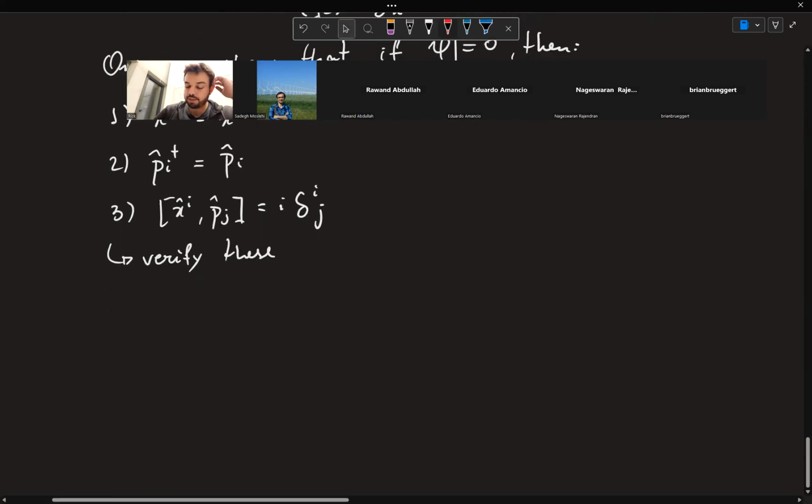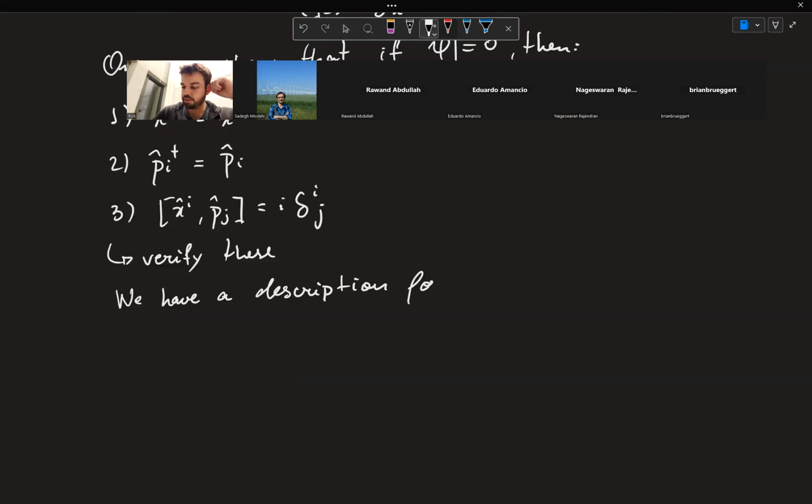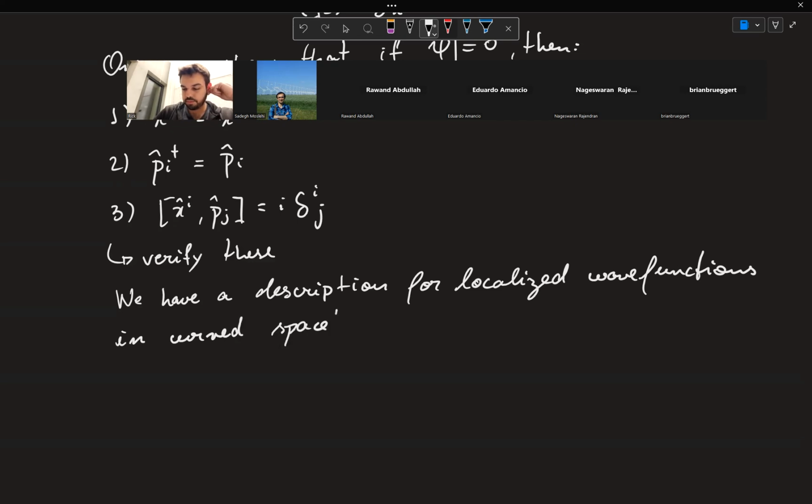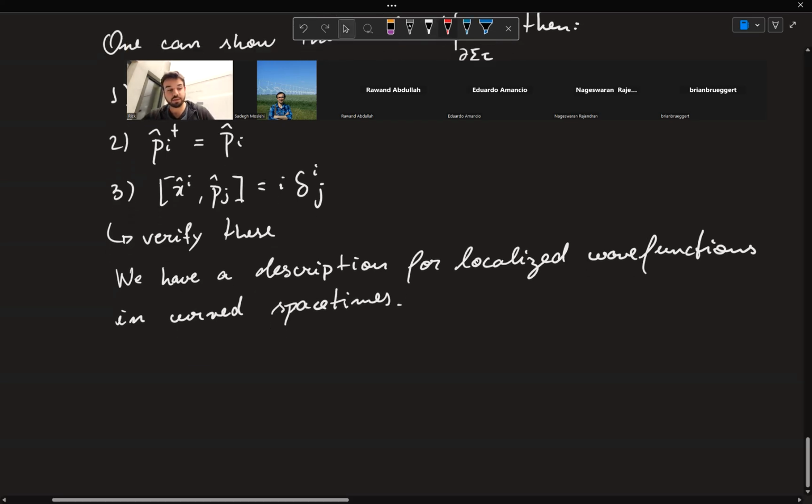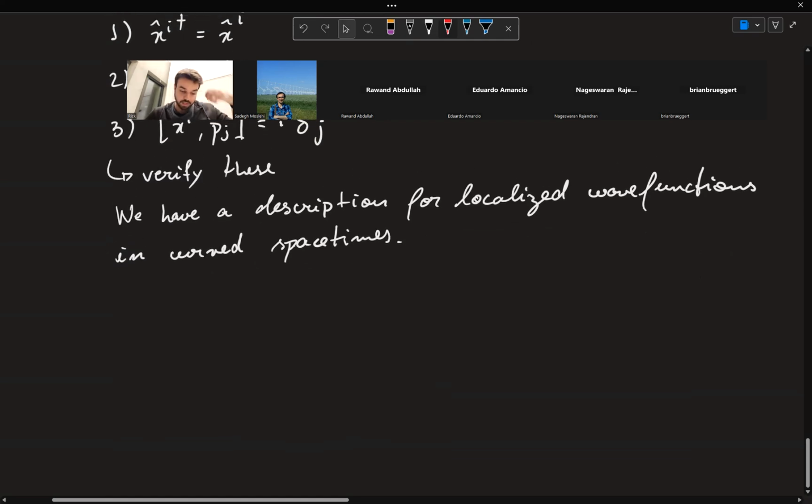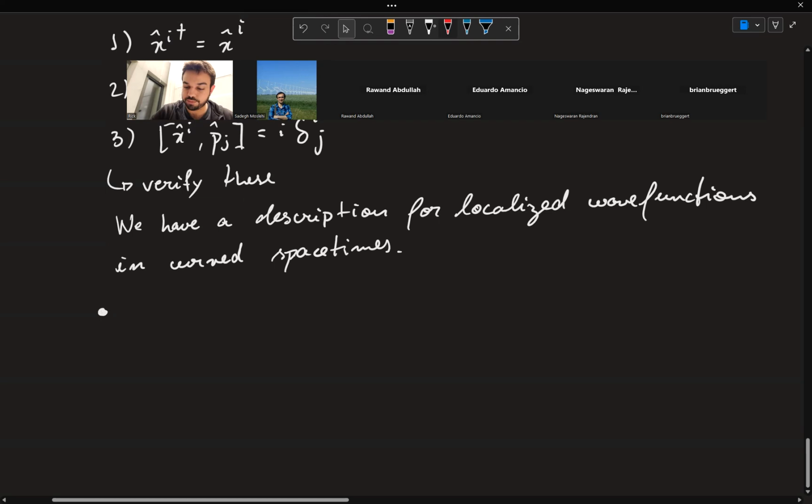Nice. So this is basically the kinematics, right? This is the description of our wave function. So we have a description which is reasonably consistent for localized wave functions in curved spacetimes. And this satisfies everything that we could want it to satisfy. Now the question that we have to address is the dynamics.